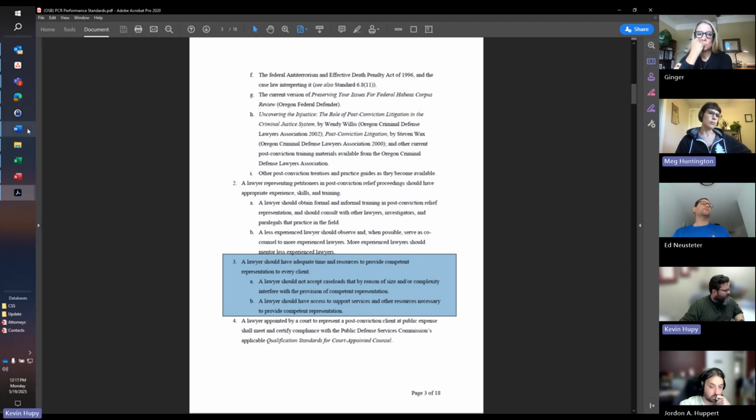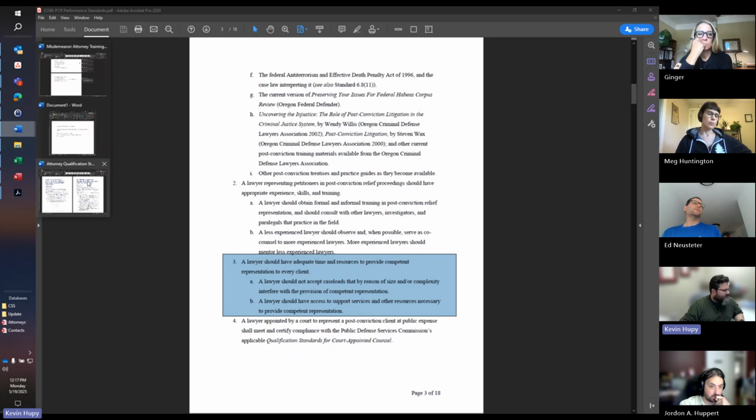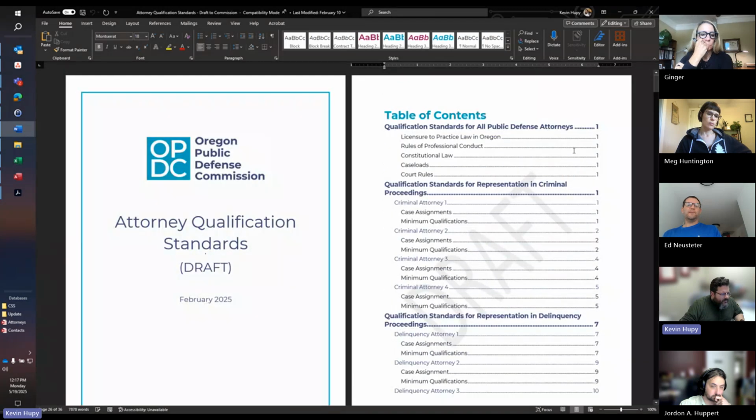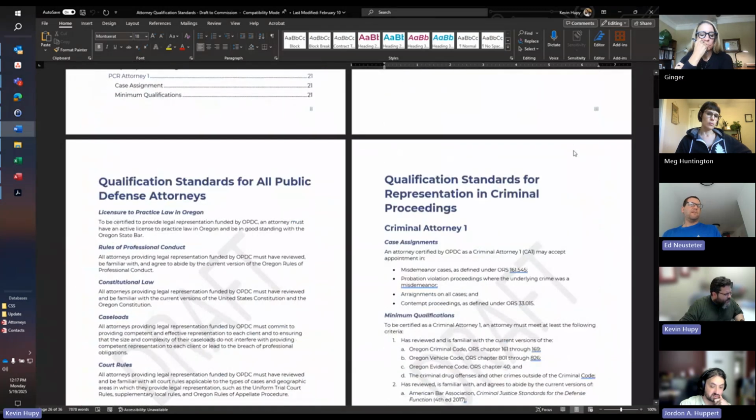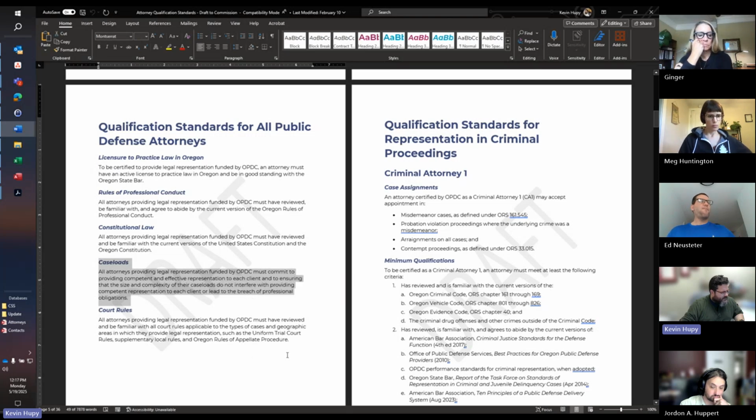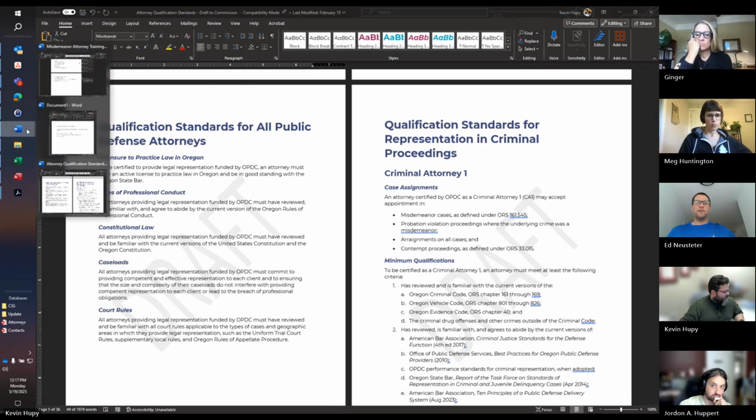I'm trying to remember if that is something that we put in at the beginning of this. Because we did end up putting some qualifications. Yeah, caseloads. All attorneys must commit to providing competent and effective representation to each client. Yeah, thank you for pointing that out.